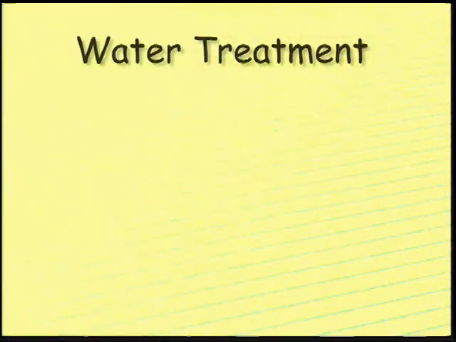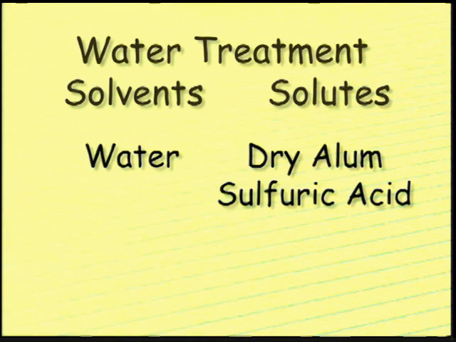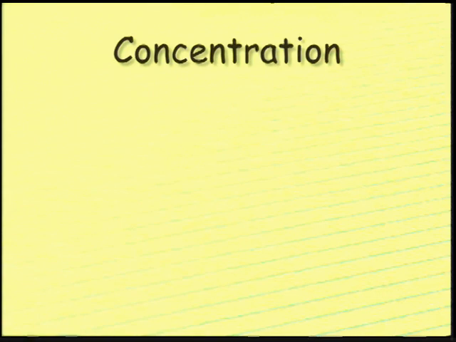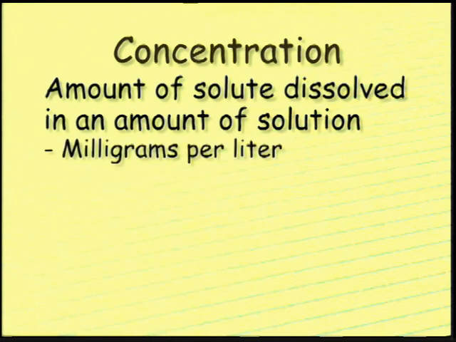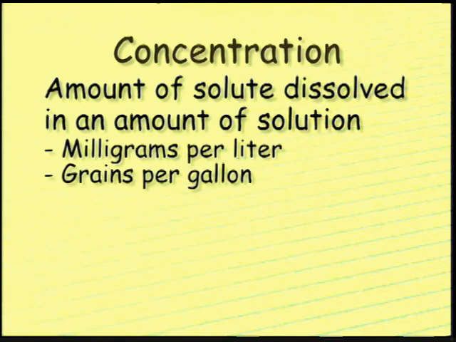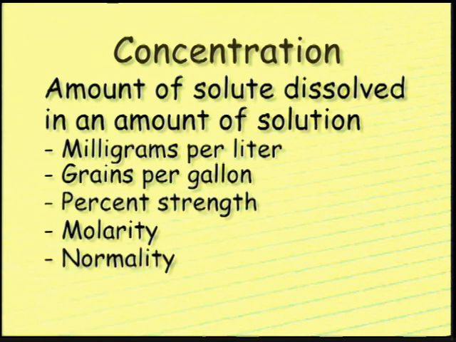In water treatment, the most common solvent is water, and the solute may be solid, such as dry alum, liquid, such as sulfuric acid, or gaseous, such as chlorine. The term concentration is used as a measure of the amount of solute dissolved in a given amount of solution. Concentrations are expressed or measured in milligrams per liter, grains per gallon, percent strength, molarity, and normality.